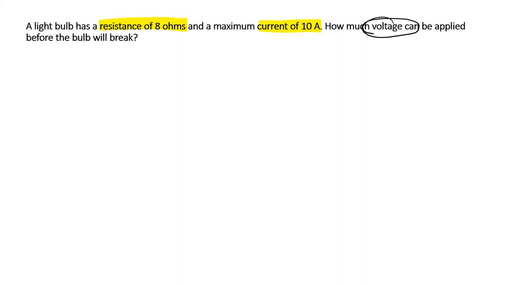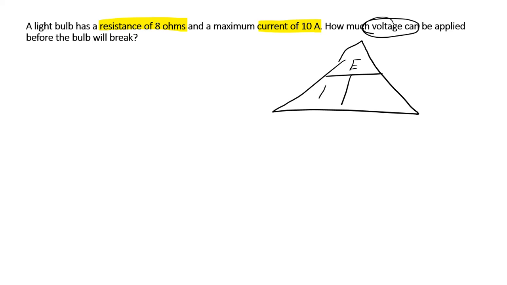Well, I don't know exactly how much can be applied, but if it's running perfectly with 10 amps going through it at 8 ohms, that'll give me a voltage. So let's just say that 10 amps is the perfect voltage for this light bulb. So I have I and R. I keep writing E there out of habit, but E or V, whatever you want to do there.